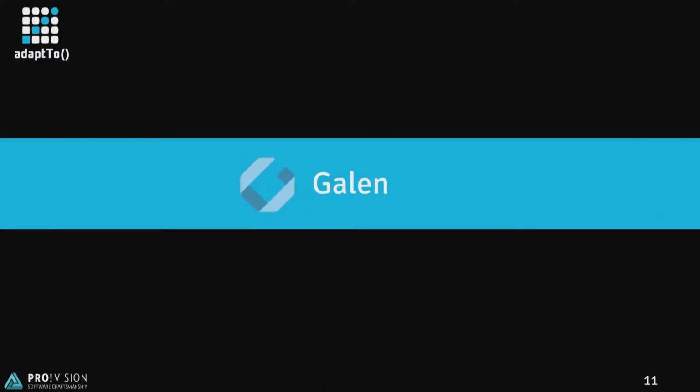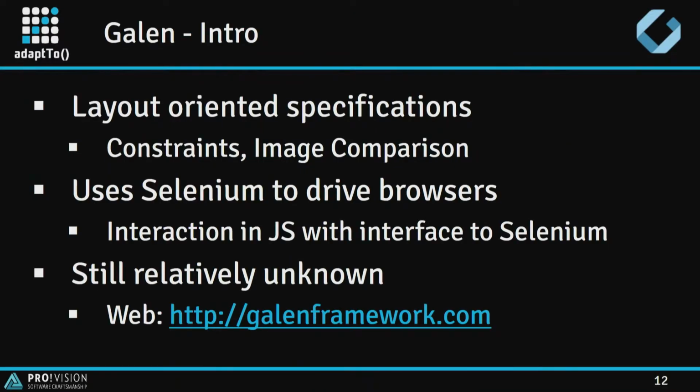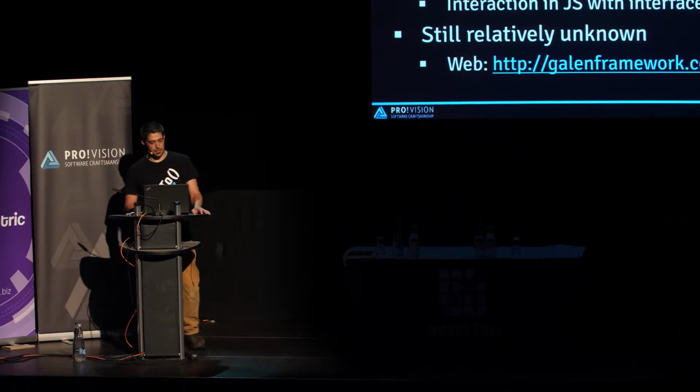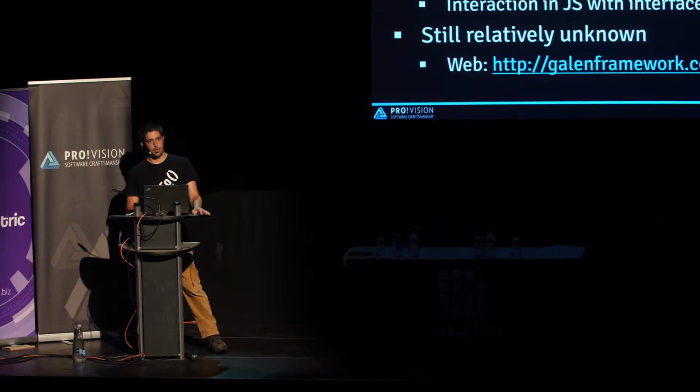I'm going to start with Galen. This is not the main topic, just so you know what Galen is. It's basically an approach that wants to test layout. It's very front-end centric and uses constraints and tagging to describe websites and the different states that they can be in. So basically, we write specifications, and Galen will check that the website is actually doing it by using Selenium to drive the browsers. Go check out galenframework.com.